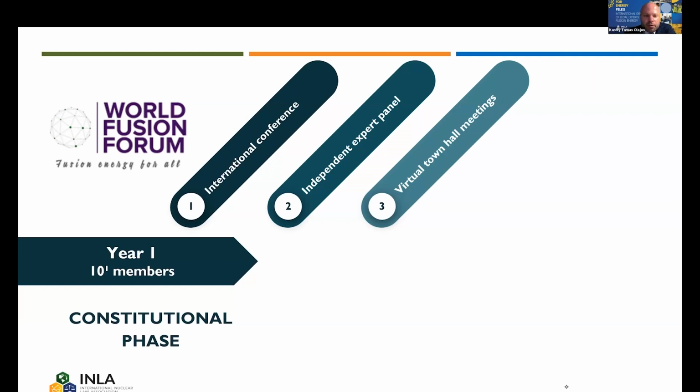Moreover, the World Fusion Forum would create a potentially vast electronic town meeting with an entirely open architecture, aimed at enlisting all interested parties in the forum's work through deliberative polling. The World Fusion Forum may also decide to set up an independent expert panel, outside the forum, to preserve its scientific independence.